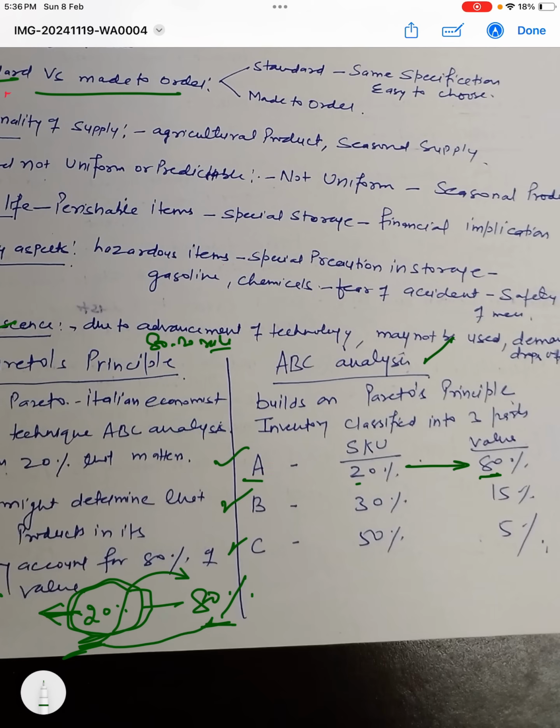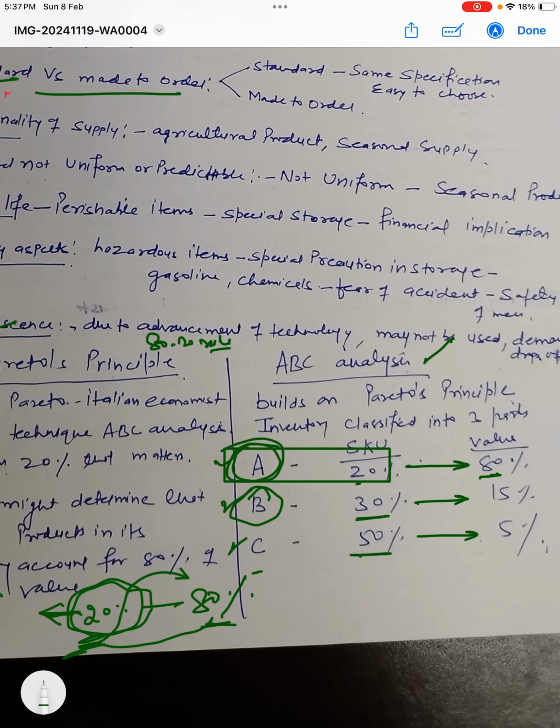So ensure that these items should never be out of stock. For B inventory, it is 30% of the total inventory, but its use is 15%. C inventory is 50%. You know why we have 50% of this inventory? Because we use it very little, and it is used only 5% of the time. So it is better to divide your inventory into three parts: A, B and C.